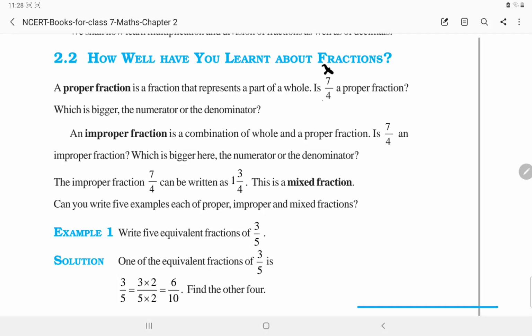Now, an improper fraction is a combination of a whole and a proper fraction. Is 7 by 4 an improper fraction? Yes, because the numerator is supposed to be bigger in an improper fraction. The improper fraction 7 by 4 can be written as 1 and 3 by 4. This is a mixed fraction. Okay.